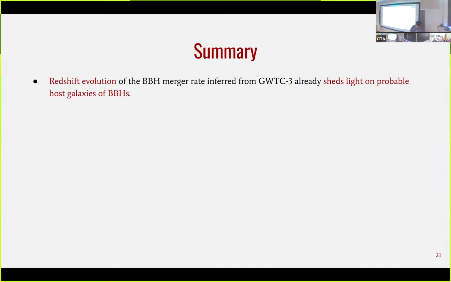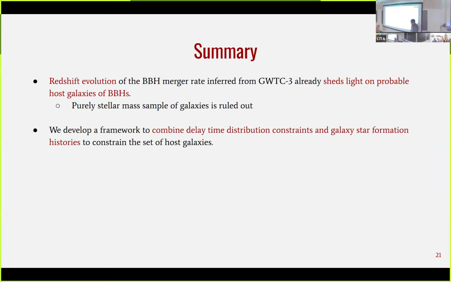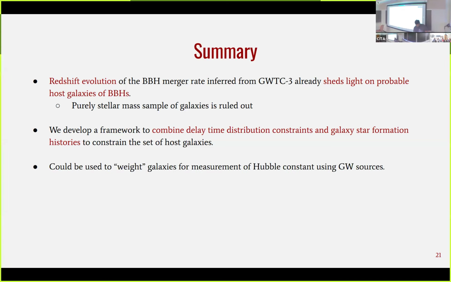Right, so just to quickly summarize, the redshift evolution of the binary black hole merger rate inferred from our latest catalog already sheds light on probable host galaxies. A purely stellar mass weighted sample of galaxies is ruled out. We developed a framework to also combine delay time distributions and galaxy star formation histories to constrain the set of host galaxies. And these methods and the parameter space of host galaxies that we derive could be used to weight galaxies for the measurement of, say, the Hubble constant using gravitational wave sources.